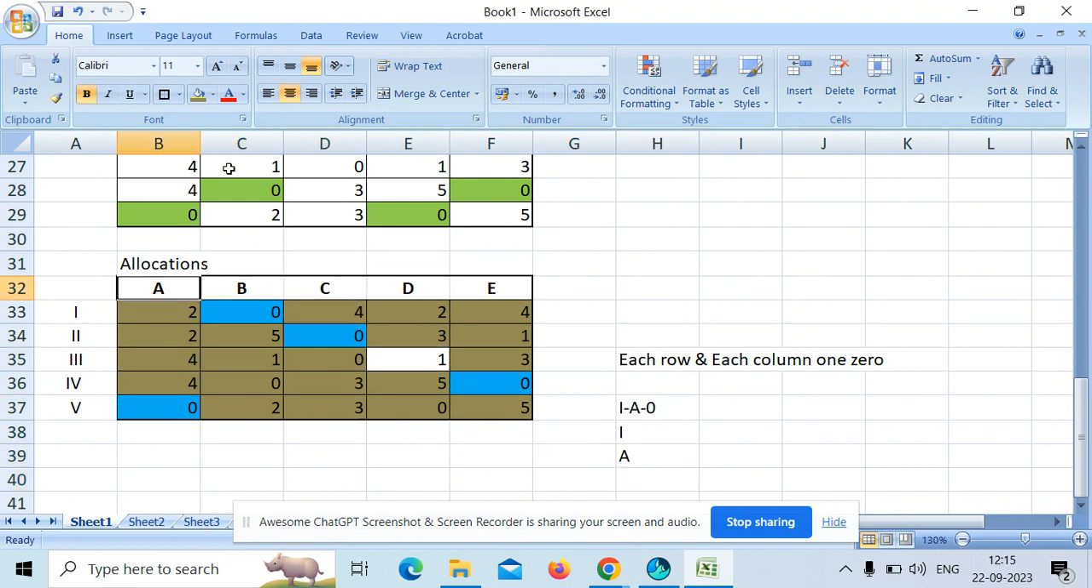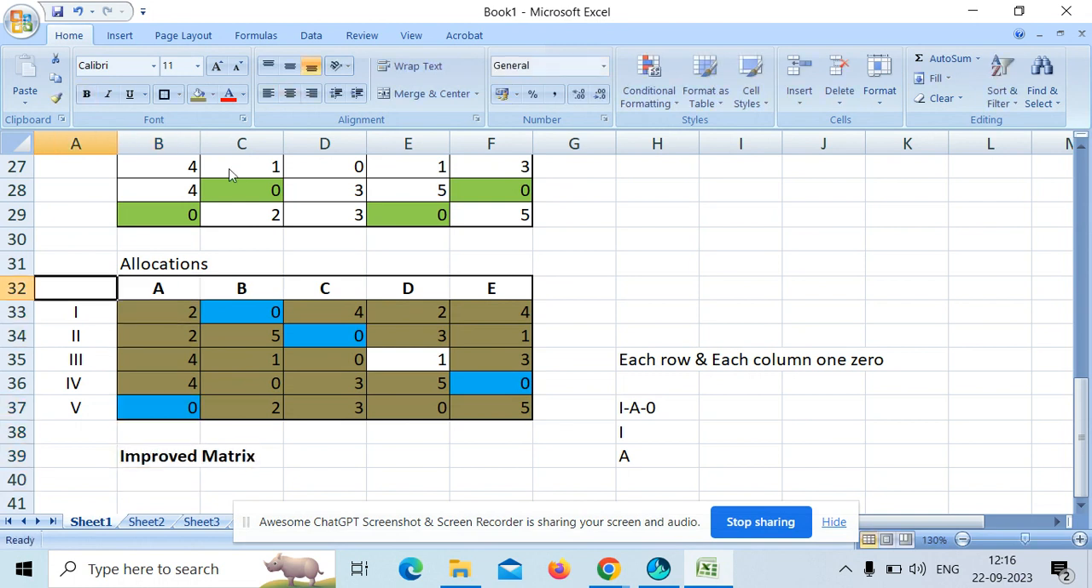That means mechanic 1 is assigned to job B, mechanic 2 is assigned to job C, mechanic 3 is not assigned, mechanic 4 is assigned to job E, mechanic 5 is assigned to job A. Now, since one mechanic is not assigned, we will go for the improved matrix.